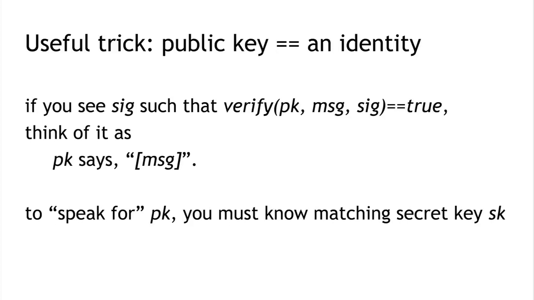And if you think about it then, for someone to speak for PK, that is, for someone to be able to make statements that will be seen as coming out of PK's mouth, you have to know the matching secret key, SK. And so if you know the secret key that corresponds to the public key, PK, then you can sign messages with that secret key. And what you're doing essentially is making statements on behalf of that public key. And that means that there is an identity in the system which only you can speak for. And of course, that's what you want an identity to be: something that one person can speak for or on behalf of that everybody can see.